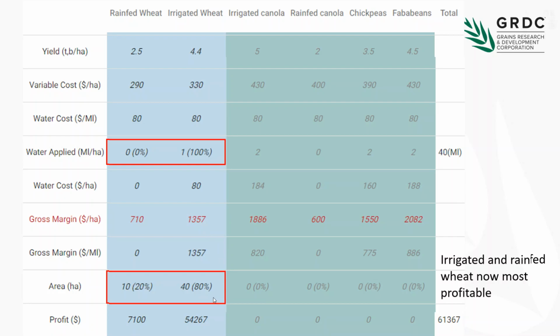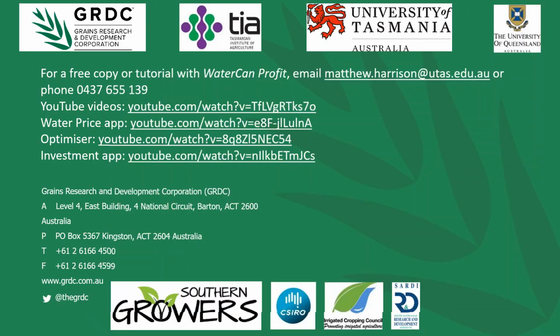It's saying apply all of your irrigated, so 80% of your farm area to irrigated wheat and the remaining 20% to rain-fed wheat. So you can see that the results change quite a lot depending on the inputs. So that's all I really wanted to say for today.